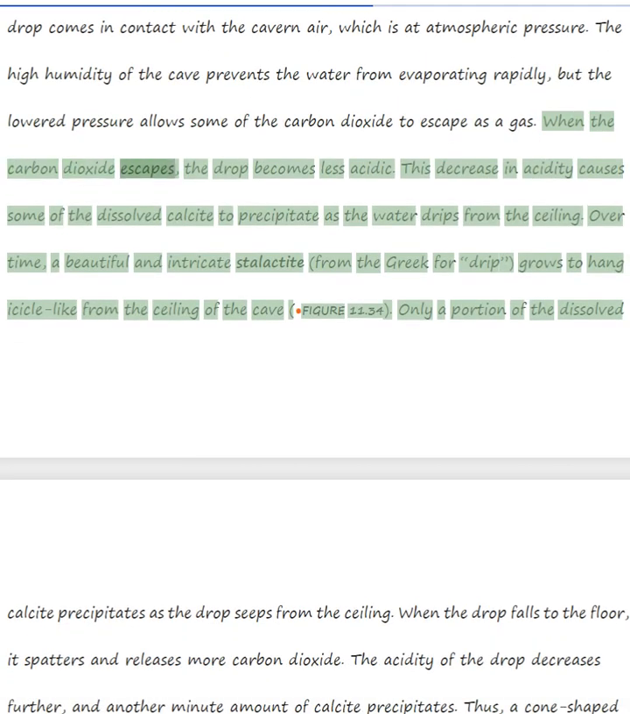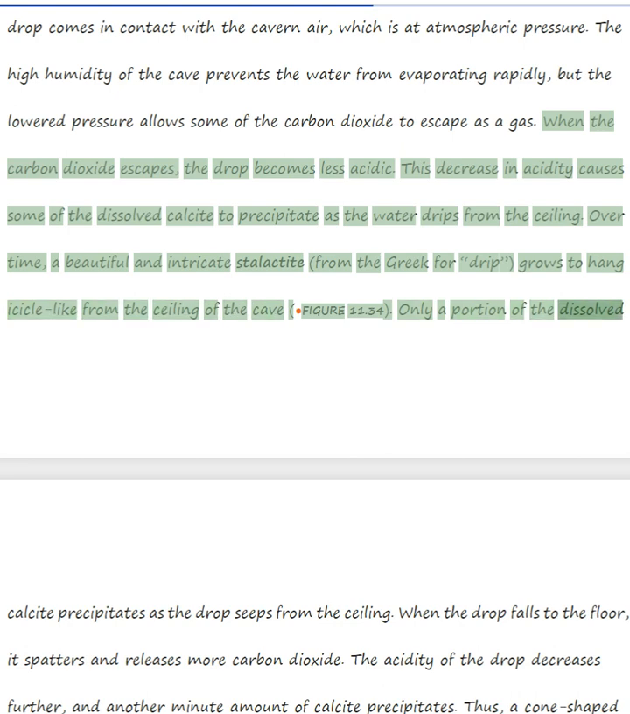When the carbon dioxide escapes, the drop becomes less acidic. This decrease in acidity causes some of the dissolved calcite to precipitate as the water drips from the ceiling. Over time, a beautiful and intricate stalactite grows to hang icicle-like from the ceiling of the cave.